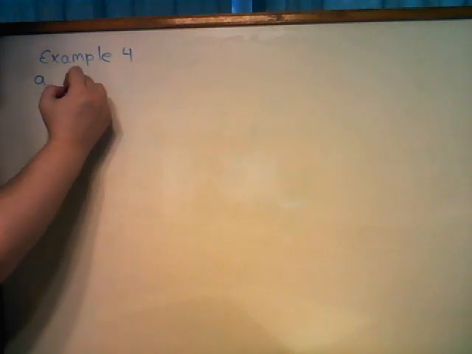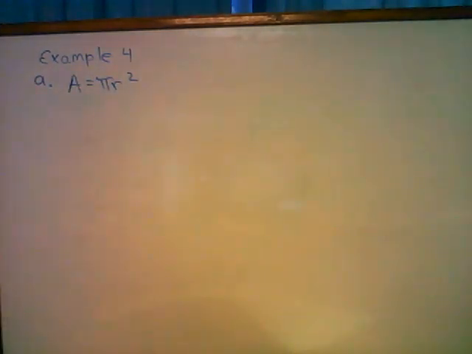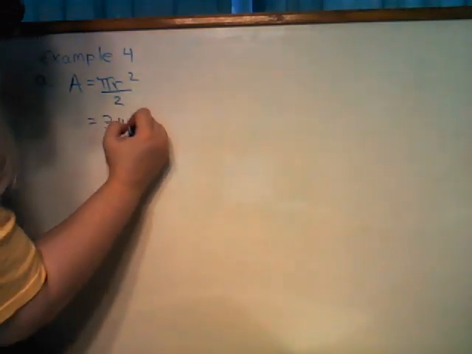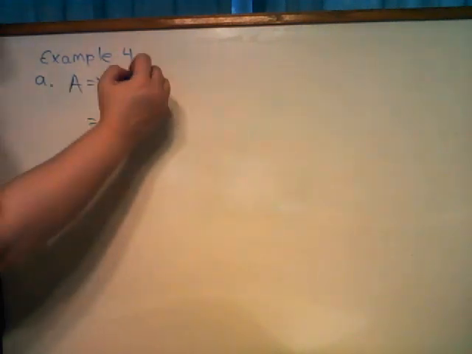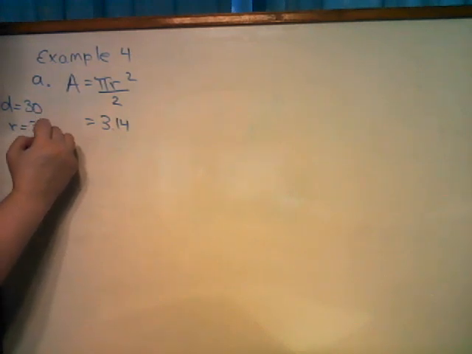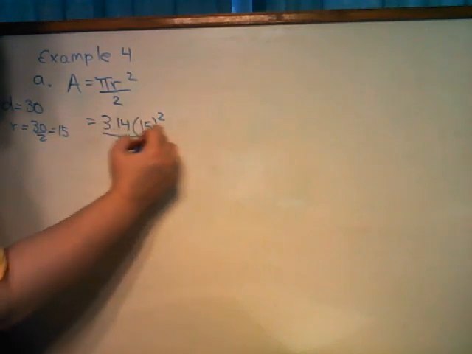Okay, example 4, find the area of the semicircle. So it's half of a circle. Example 4A. I am going to do area equals pi r squared. However, since it's only half, I'm just going to divide that by 2. So I'm going to do 3.14. In that diagram, your diameter is 30. Your radius is half that, so it's 15. So I'm going to square my 15. But remember, I have to divide it in 2.